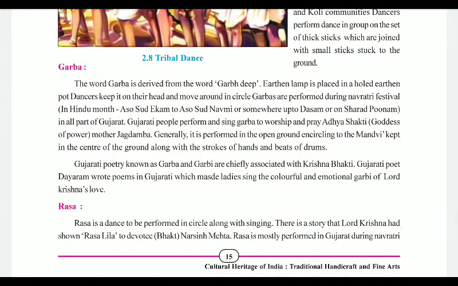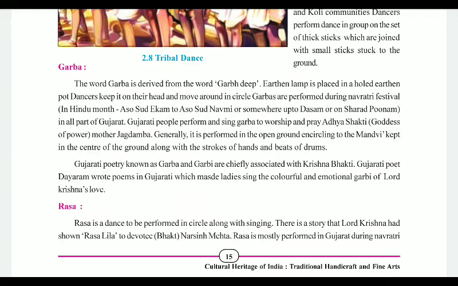Garba. The word Garba is derived from the word Garbo, a deep earthen lamp. It is placed in a hole in an earthen pot, and dancers keep it on their head and move around in a circle. Garbas are performed during the Navratri festival.